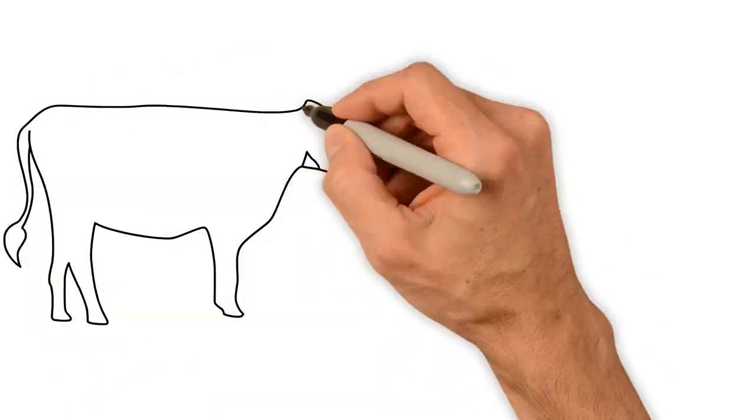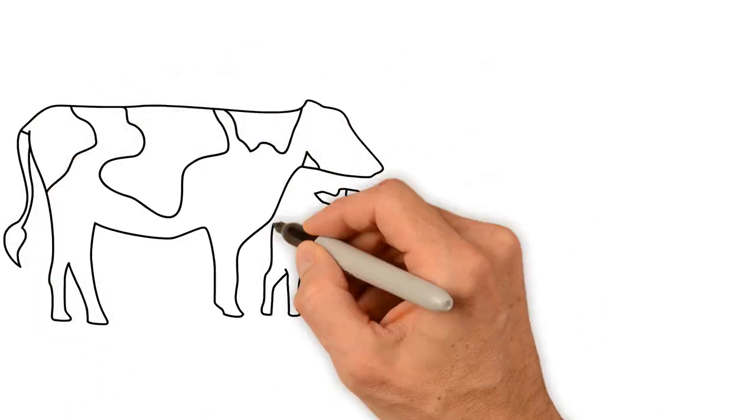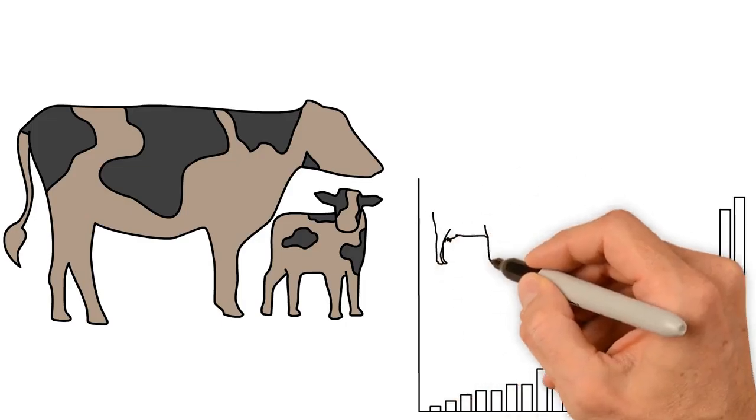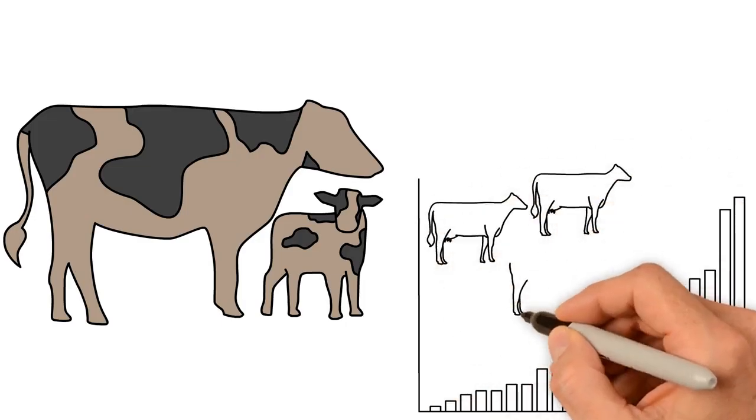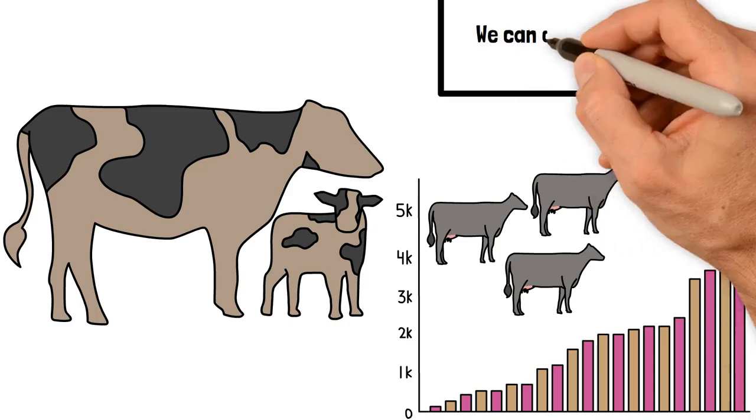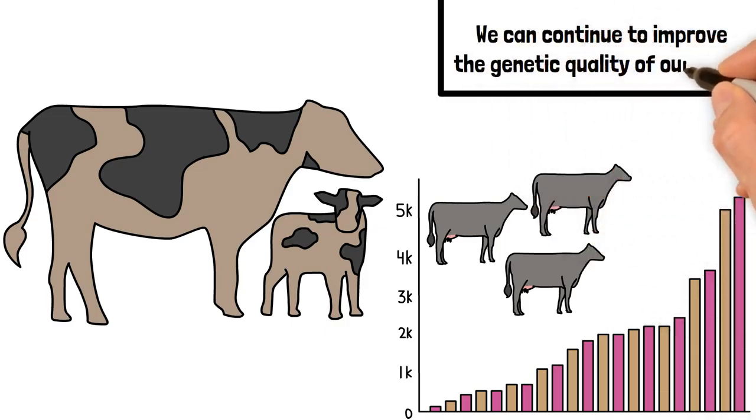Understanding base change and breeding values is essential for improving livestock genetics. By regularly updating our base population and adjusting breeding strategies, we can continue to improve the genetic quality of our herds.